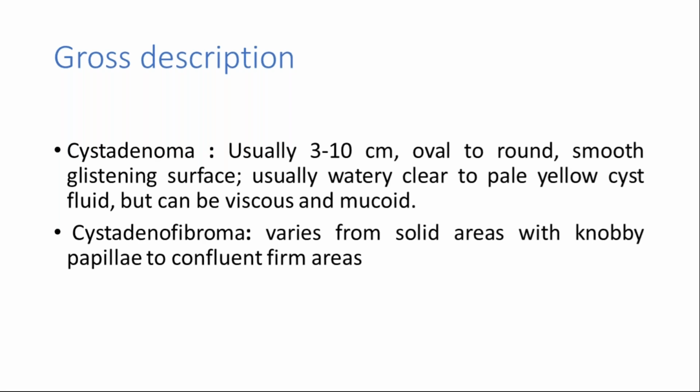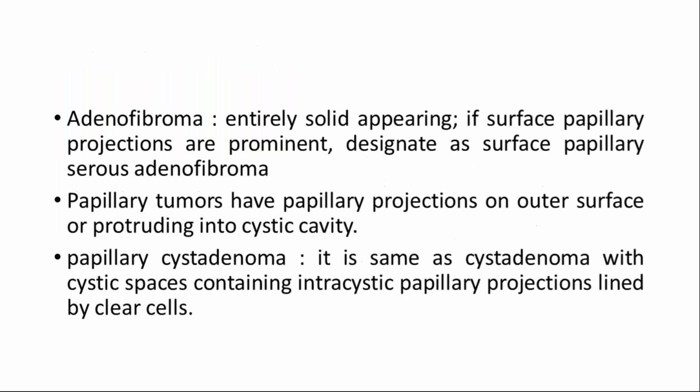So what is a cystadenofibroma? Cystadenofibroma contains solid areas along with the cystic areas. So it varies from solid areas to cystic areas with knobby papillae to confluent firm mass. If the papillae are present, it is papillary cystadenofibroma. If there is only confluent firm areas, then it is plain cystadenofibroma.